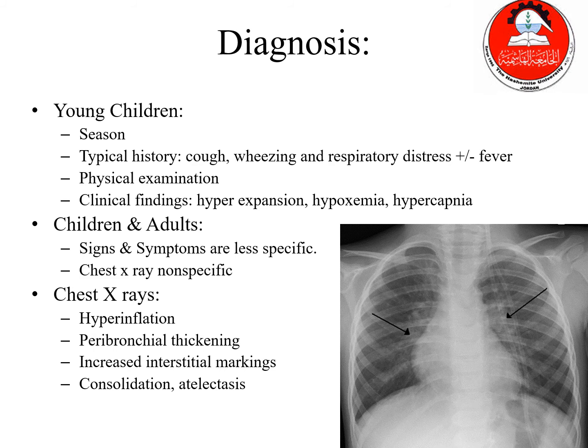What are the X-ray findings that can be found? As we said, hyperinflation, peribronchial thickening, increased interstitial markings, which is indicative of pneumonia and fluid within the lungs, and also consolidation and atelectasis of the lungs.